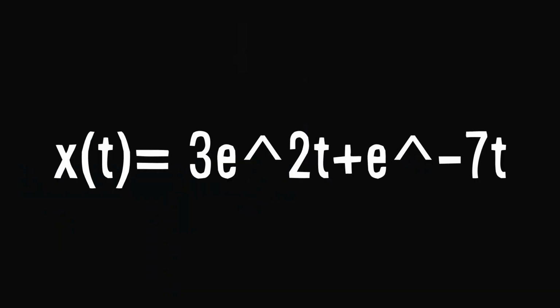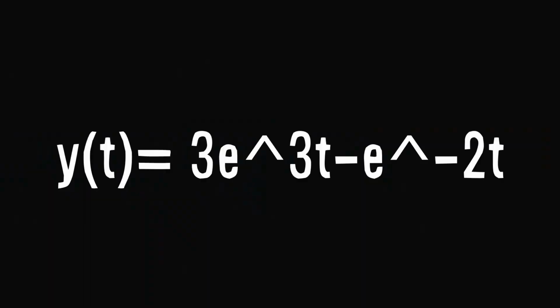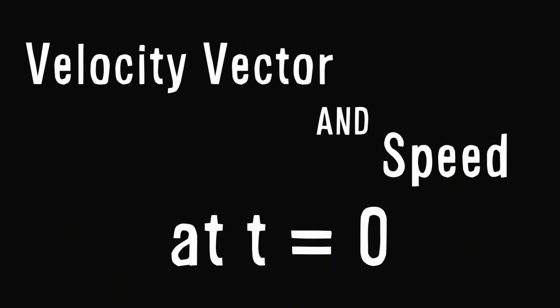So what if I told you that a particle's motion in the x direction as a function of time is defined by this equation? And then what if I told you its motion in the y direction as a function of time is defined by this equation? And what if I asked you to find its velocity vector and its speed at time equals 0? How? Well, let's go to the paper.